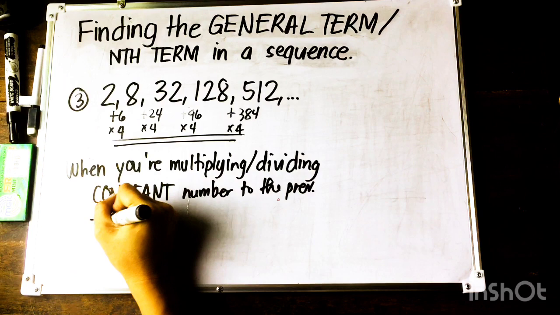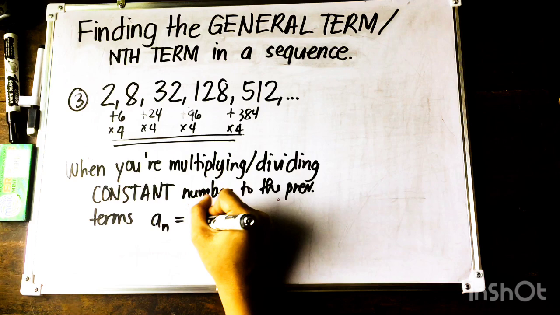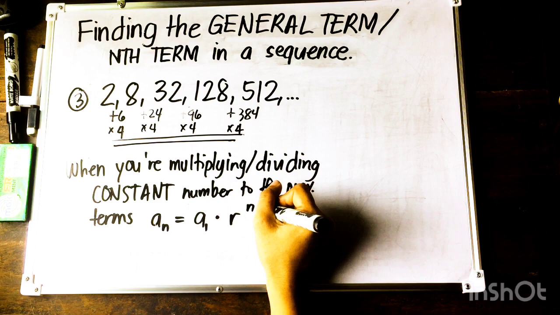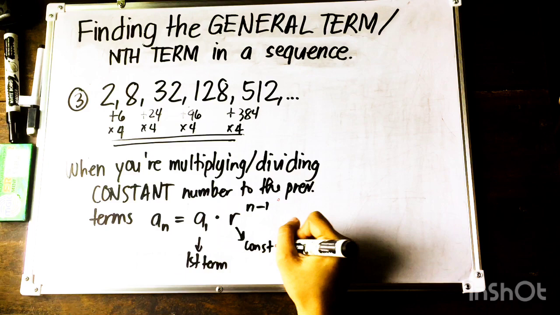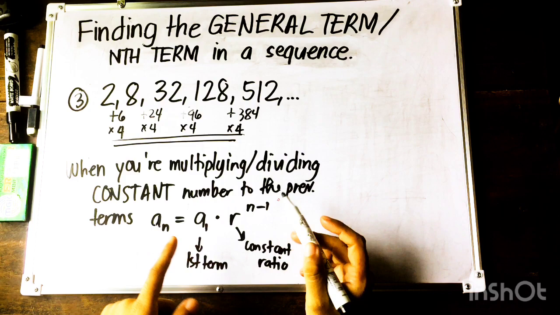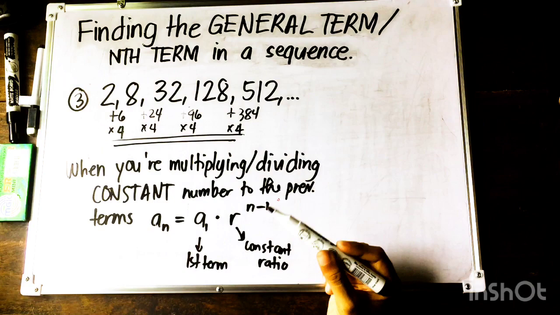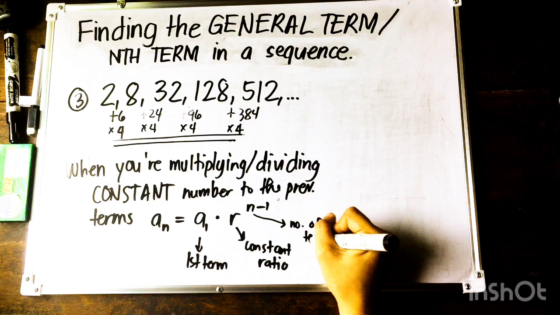our general formula is given by a sub 1 times r raised to n minus 1. Okay? Where our a sub 1 is still our first term. Our r is the constant ratio. Okay? Constant ratio is the number, constant number that is being multiplied or divided to the previous terms. And still, our n here is the number of terms. Okay?